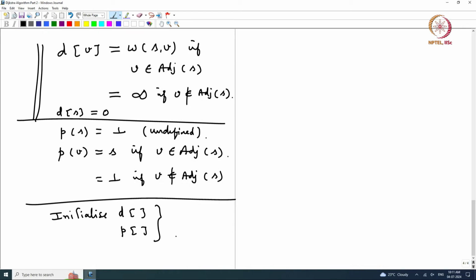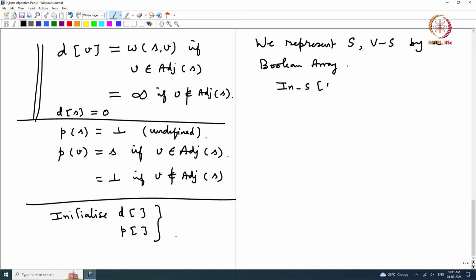How are you going to represent the partition, the split S and V minus S? Because we have to often check and move from one set to another. We represent S and V minus S by a Boolean array, let us say inS. inS of V equals 1 if V is in S, and this is 0 if V is not in S. It is a Boolean array, a flag indicating whether it is in S or not.